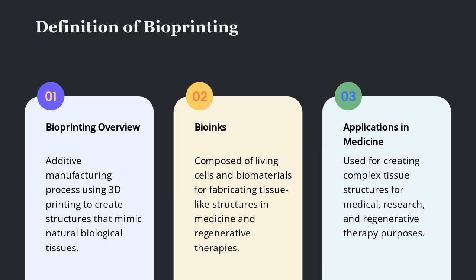Now, let's delve into how 3D printing is used to create structures that mimic natural biological tissues. This process, known as bioprinting, is essential in fabricating tissue-like structures for medical and regenerative therapies. Bioprinting involves the use of living cells and biomaterials to create complex tissue structures, offering immense potential in organ creation, research, and personalized medicine.